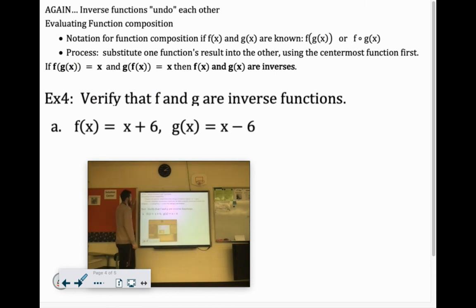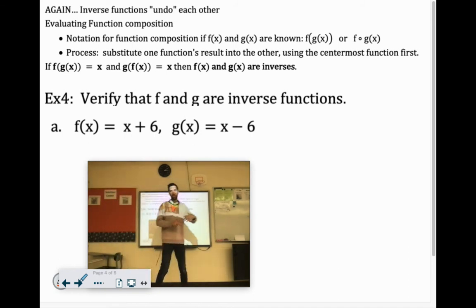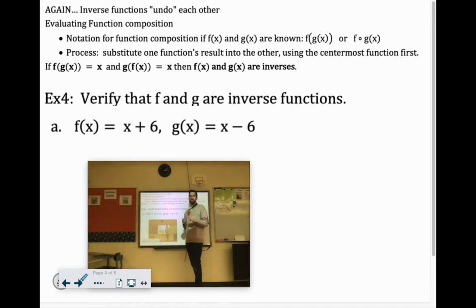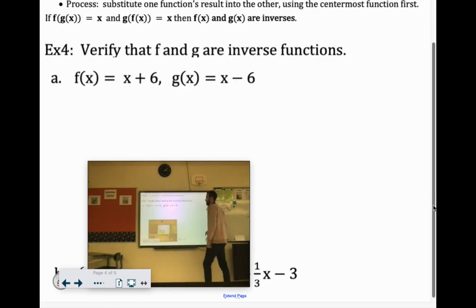And then the last thing, inverse functions undo each other. So sometimes you're going to have to evaluate them and see if it comes out to just x. If you plug in one function into the other one for x, which just seems weird, and it works out to x, then yeah, they're inverses of each other. That probably sounds way more complicated than it actually is. So here's the idea. f of x and g of x. We need to verify that they are inverse functions.